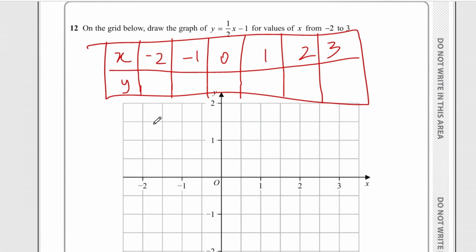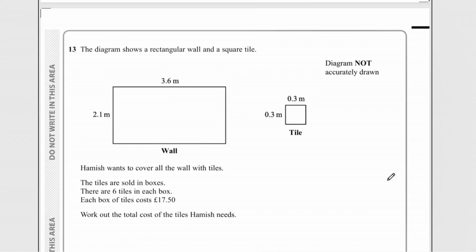When X has a value, you find Y. So let's start with this one. The formula says Y equals half X minus 1. So you start when X is -2. What is Y? -2 times 1 half, that's -2 divided by 2. That's -1.